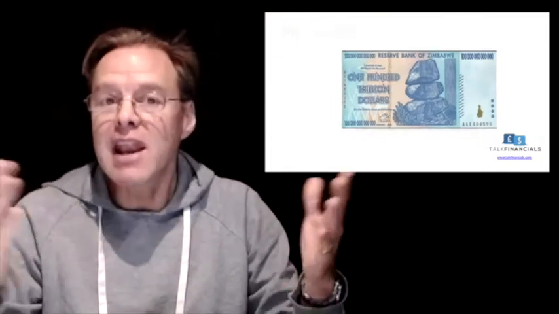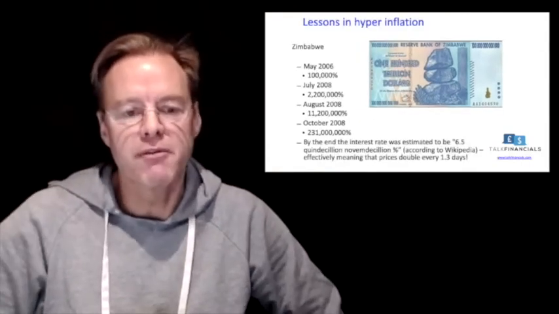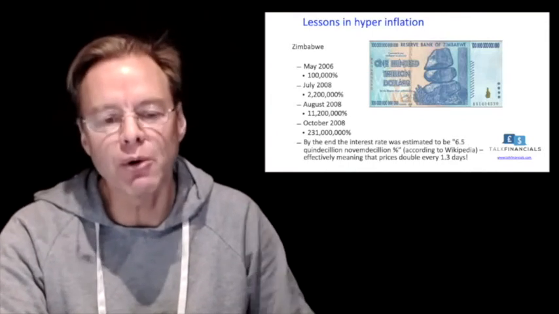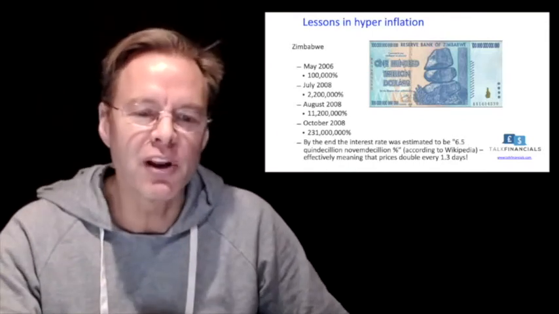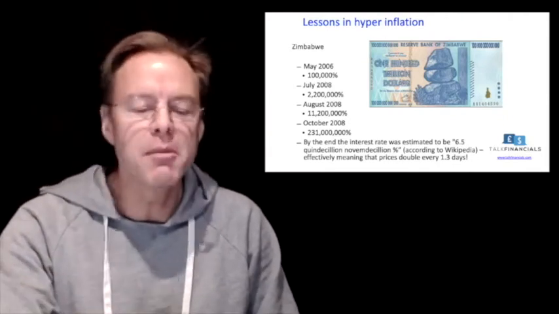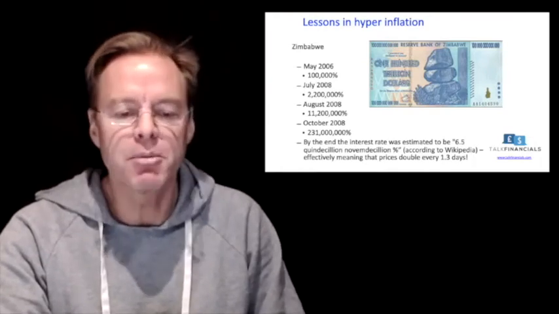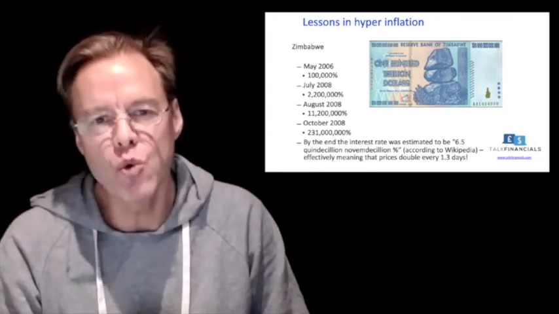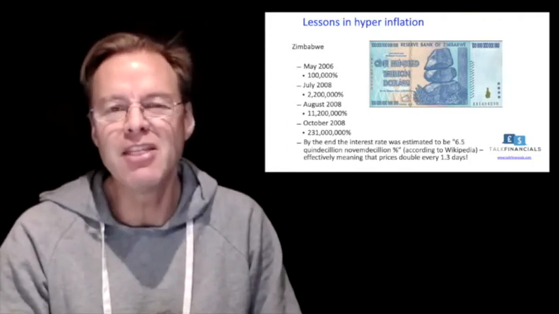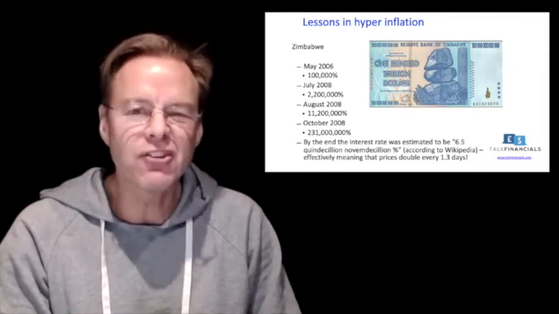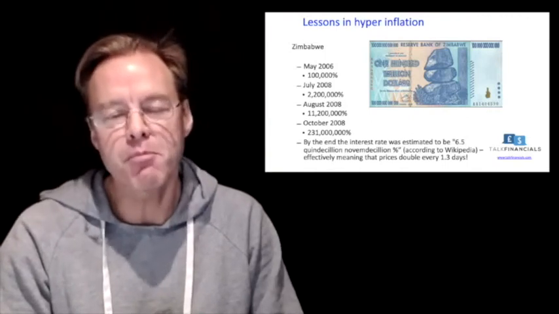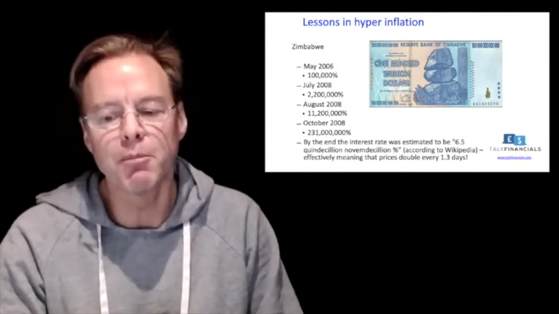So let's look at the lessons from Zimbabwe in hyperinflation. In 2006, the inflation rate was estimated at 100,000%. By July 2008, that had increased to 2.2 million%. In August of the same year, it was 11.2 million%, and by October, it had reached 231 million%. According to Wikipedia, by the end, the inflation rate was estimated to be 6.5 quintillion novemdecillion, effectively meaning that prices doubled every single day, or every 1.3 days.